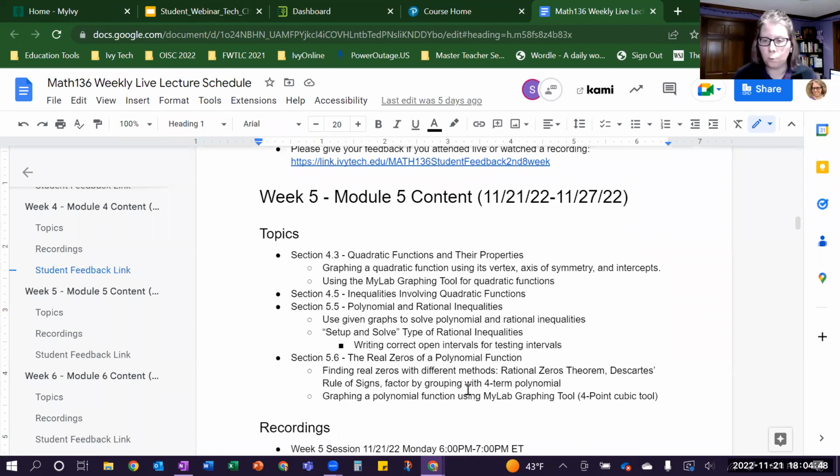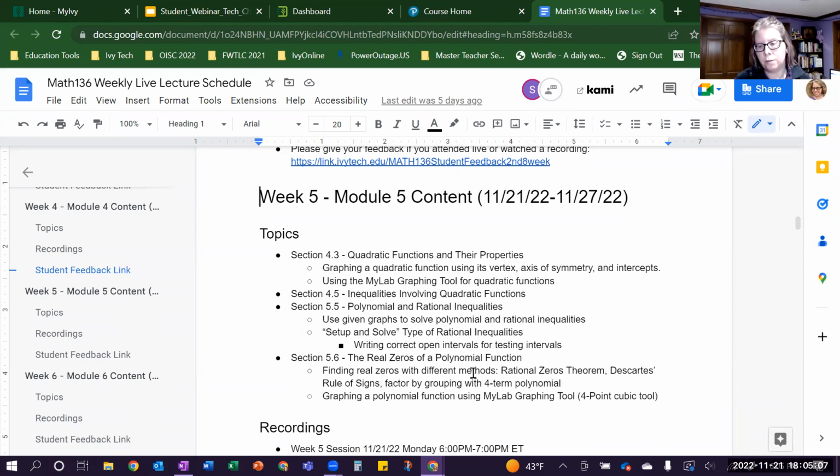So in this week, Module 5, you've got Part A is Section 4.3 and Section 4.5, very closely related to talking about quadratic functions and inequalities. One section is functions and the other one is inequalities, but uses a lot of the same information.